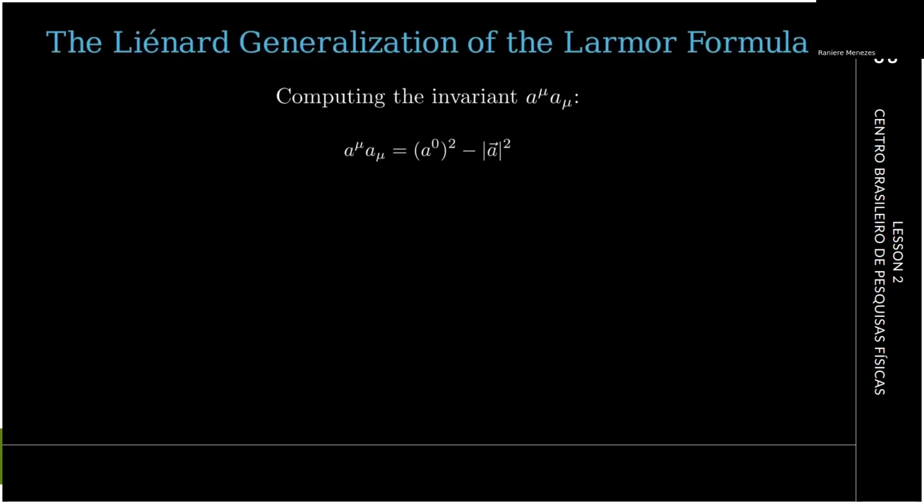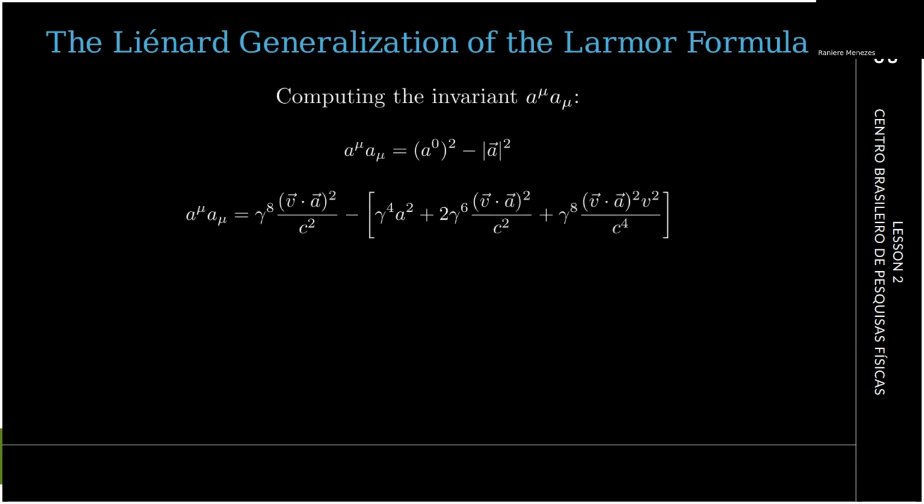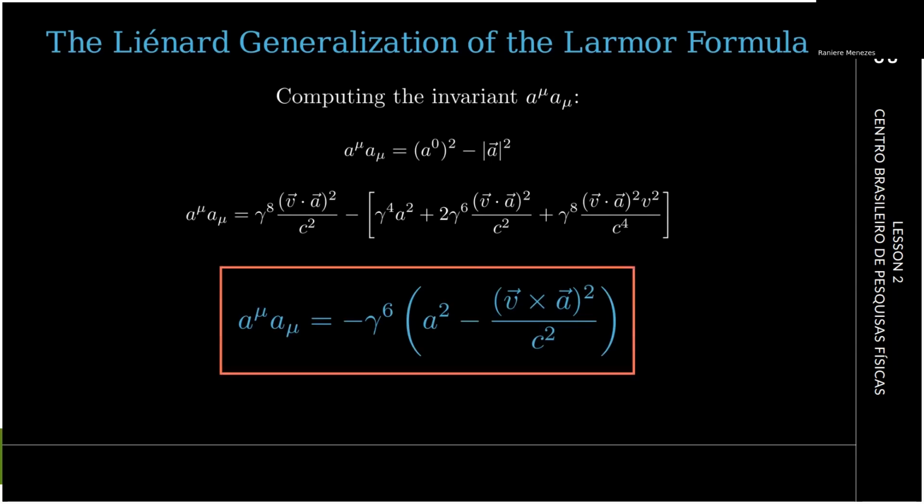And now we can finally compute the invariant a squared, the norm of the 4-vector. We already computed this and this. The formula at the end is a little large, but we can simplify it to this final expression. To come from here to here, we use this identity. This will be part of the problem list. Actually, the problem list will be very, very short.